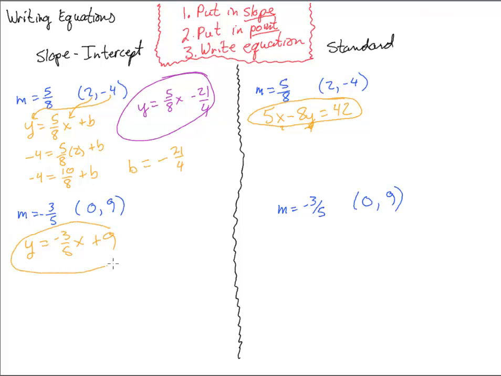Slope-intercept, we're done. Now if you stuck in 0 there, you would have had 9 equals 0 plus b. And you're like, oh, hey, b is 9, and you could stick it in. Over here, this is 3x plus 5y. That's the shortcut. Remember, this is a minus, so that's a plus. Equals, and then we stick in the point 0 there, and a 9 there. And we have 0 plus 45. That equals 45. And so there's our equation there. Good. I hope you did all right.